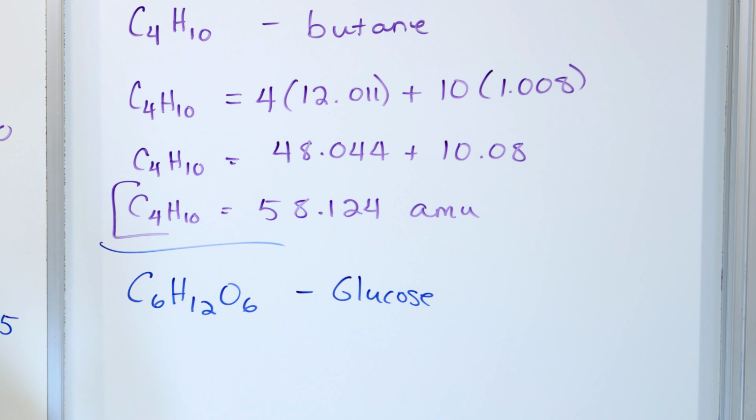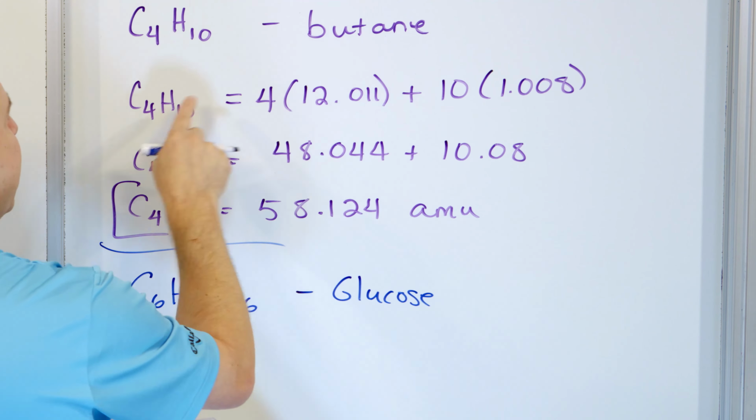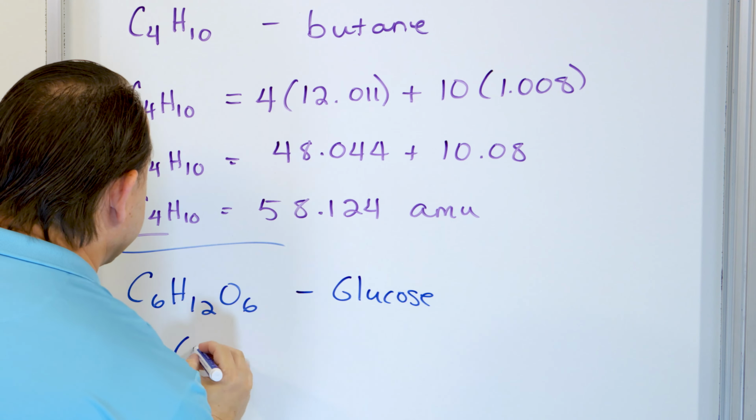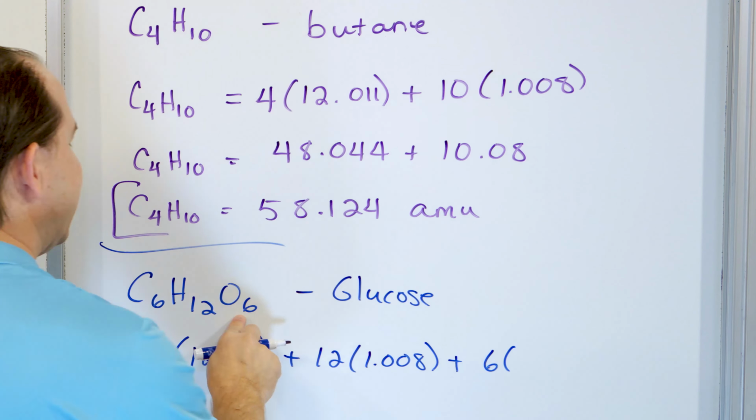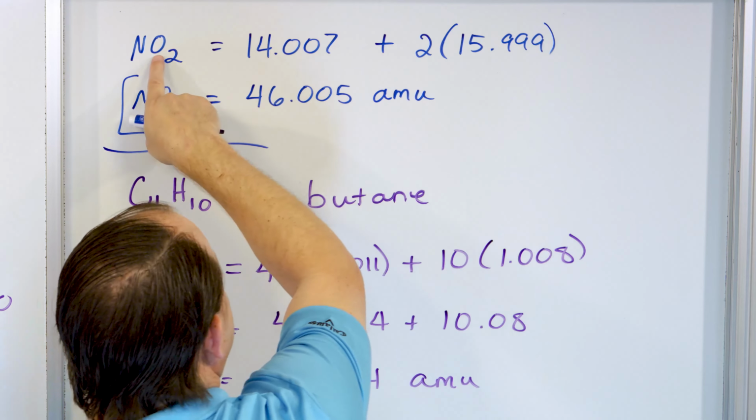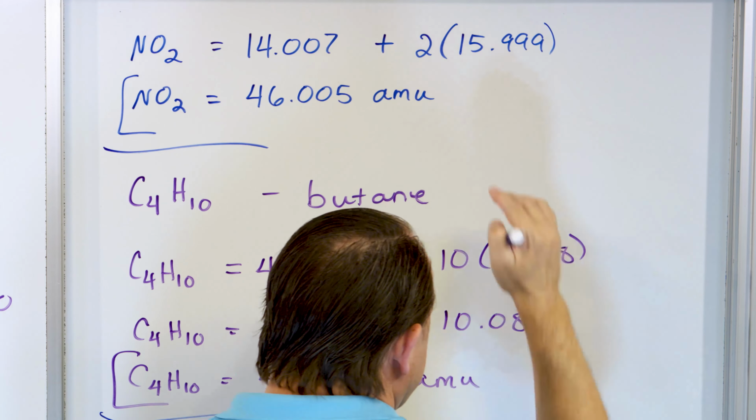So how do we figure out what this thing is? Well, there's 6 carbons. We know carbon is close to 12. We just use carbon up here, so we can write it down, 12.011. And then there's 12 hydrogens. Again, we just use hydrogen right here, 1.008. But now we have oxygen. There's 6 of them, and we just use oxygen up here as well, 15.999.